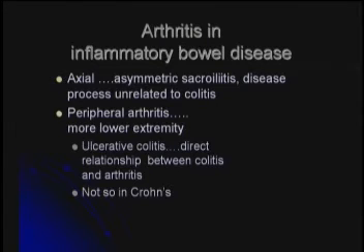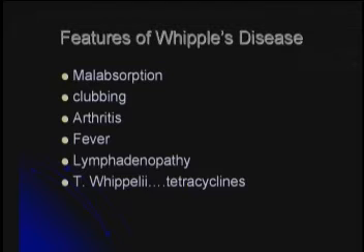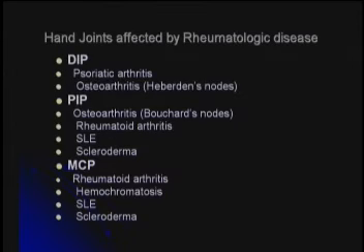And basically in that slide I state that Whipple's disease probably doesn't belong in the seronegative group, but again, Whipple's is an infectious arthritis associated with malabsorption, arthritis, clubbing, fever, lymphadenopathy, and of course CNS disease, which looks a lot like CNS vasculitis, looks a lot like CNS sarcoid. The infection is T. whippelii, and it's treated with antibiotics. Okay.